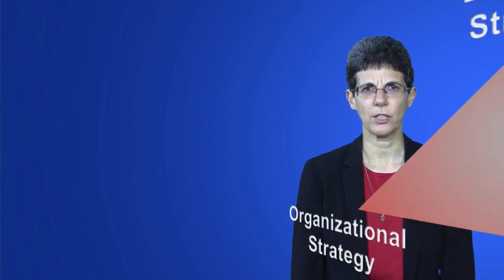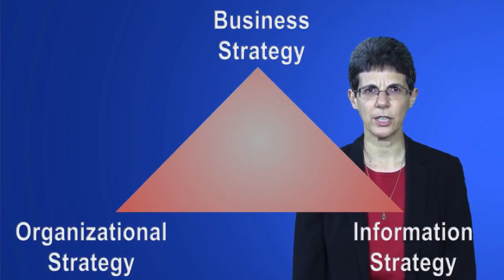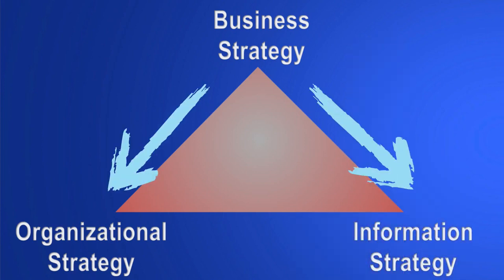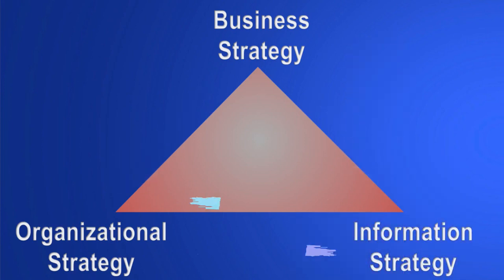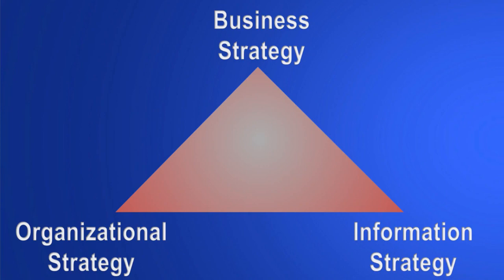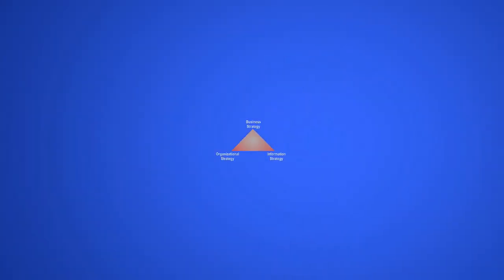This idea is depicted by the Information System Strategy Triangle model, which suggests that the overriding business strategy should drive the organizational and information strategies, and that the organizational and information strategies must complement each other so that they support each other and the overall strategy of the organization.